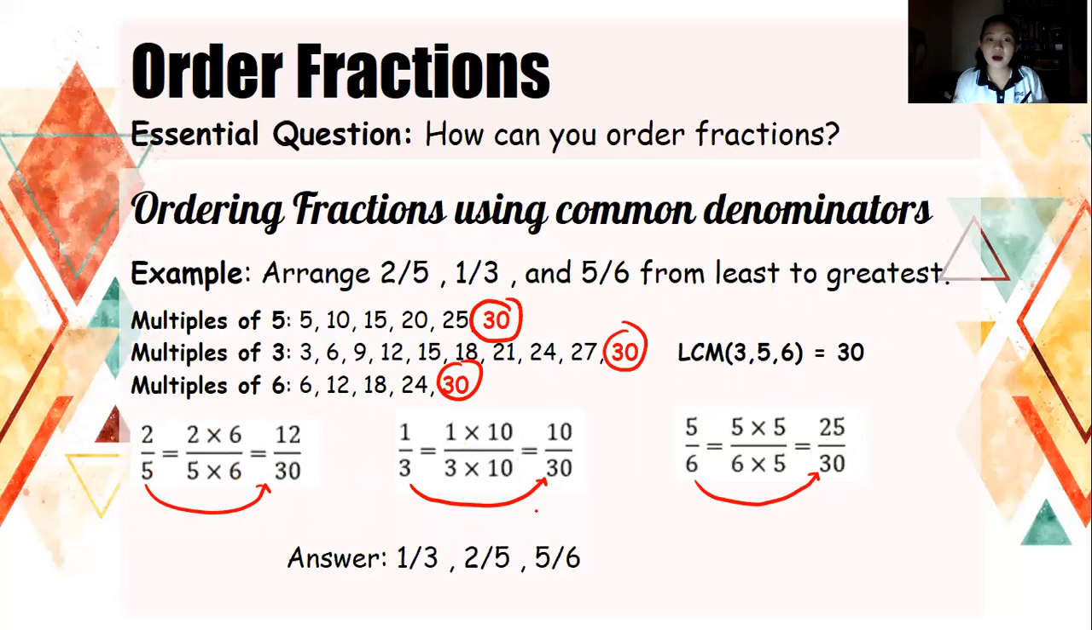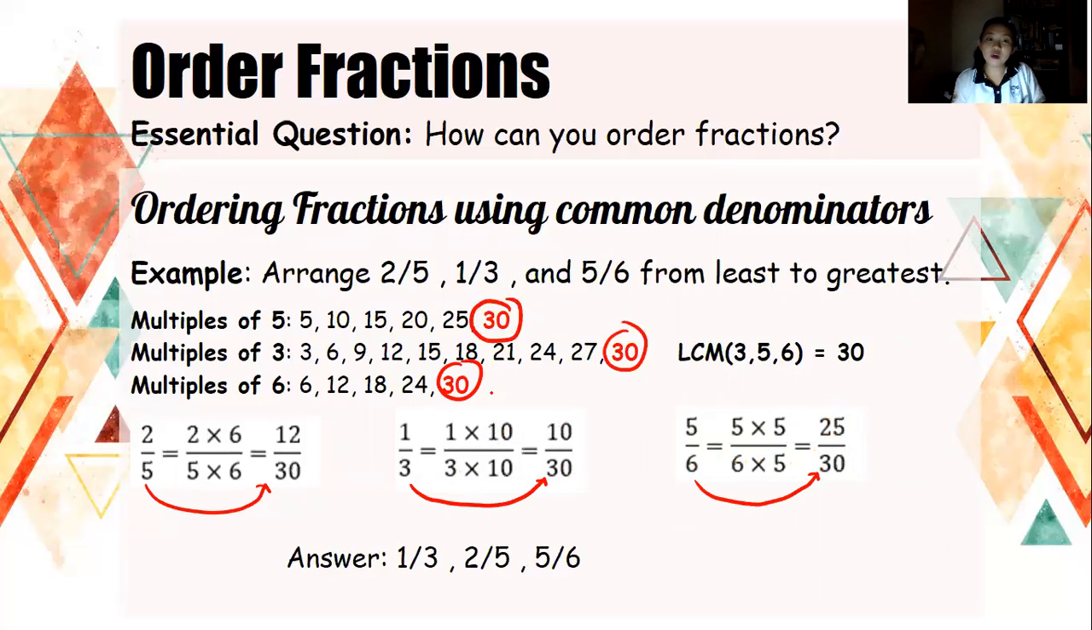Then we have the 1/3, which we have to multiply by 10 to get the denominator 30. Same thing as our numerator, we need to use the same number 10, and then we will get the 10 over 30. Then lastly, we have the 5 over 6. So the 6 should be multiplied with 5 to get the 30. And then 5 times 5 to get the 25.